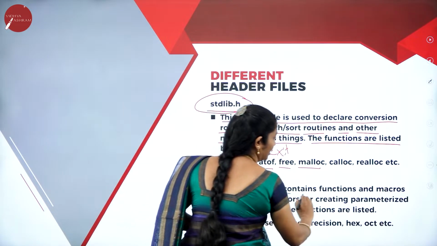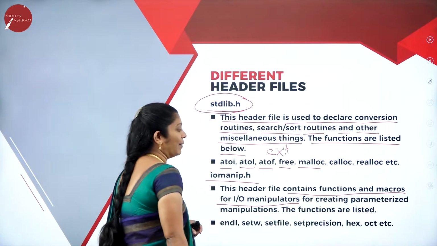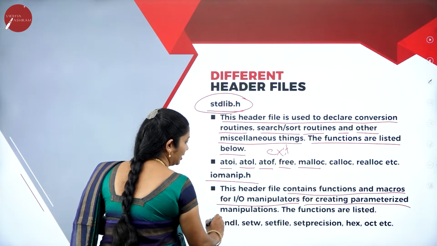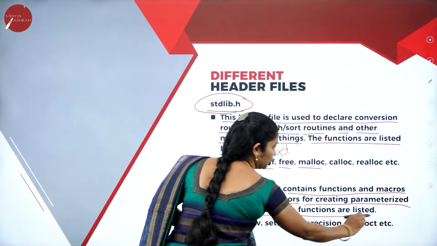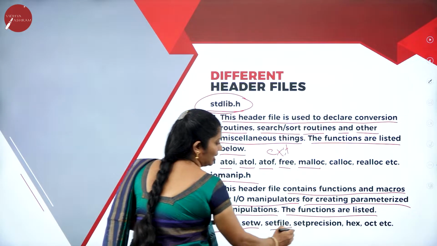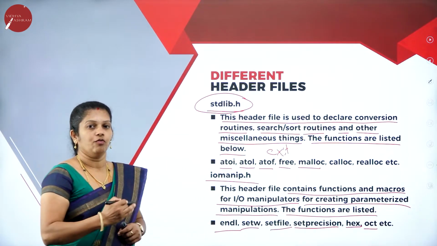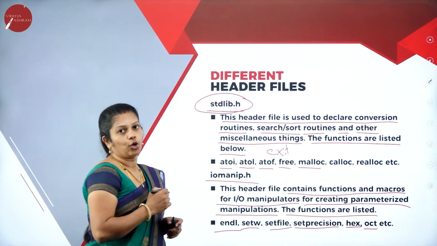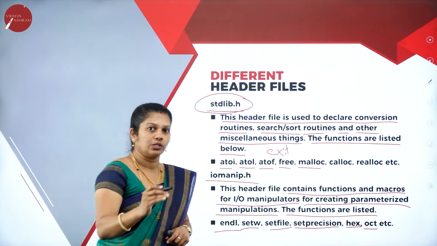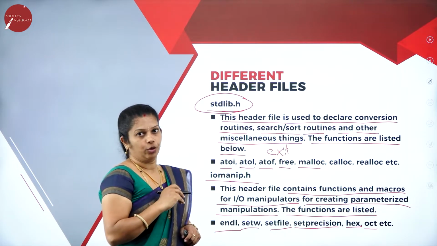This header file contains functions and macros for input-output manipulators for creating parameterized manipulations. The functions are listed here: endl, setw, setfill, setprecision, oct, etc. These are some of the functions that come under iomanip.h. In today's class, you have studied string, stdlib, iomanip, and then standard input-output functions.